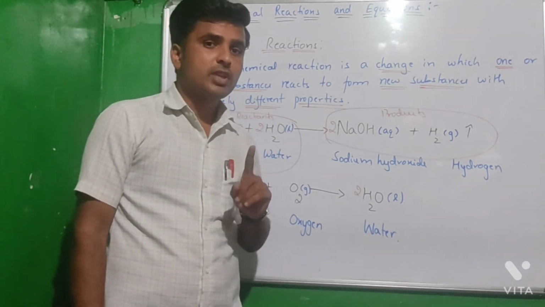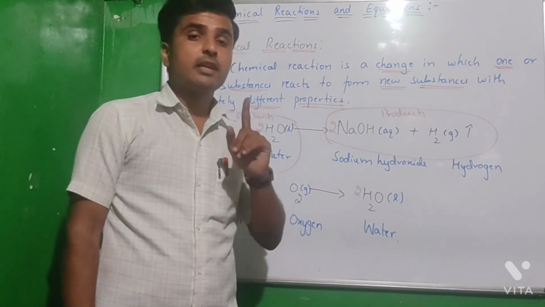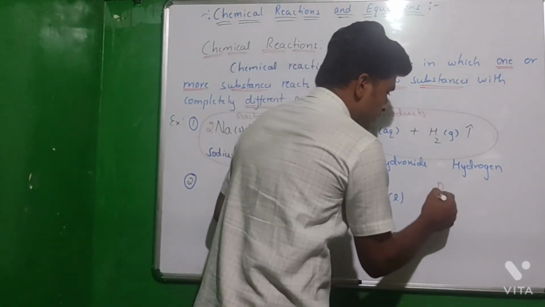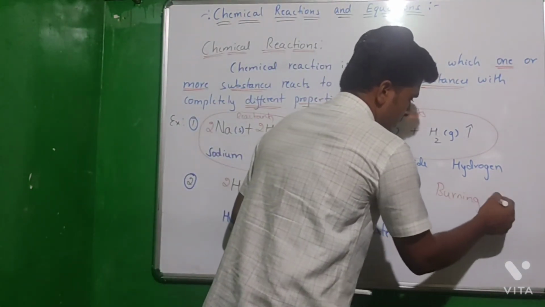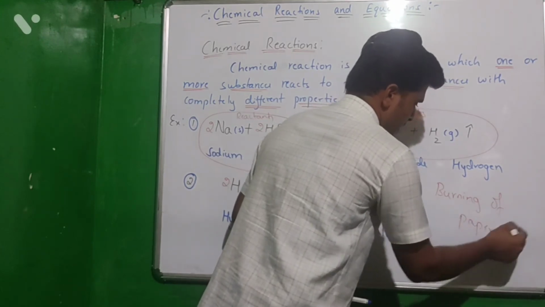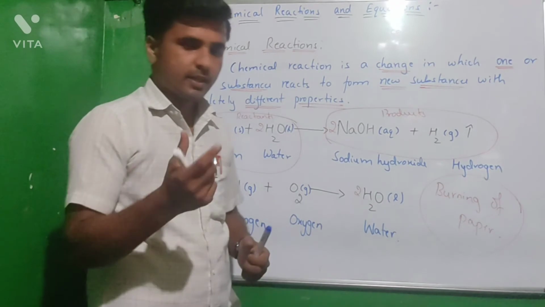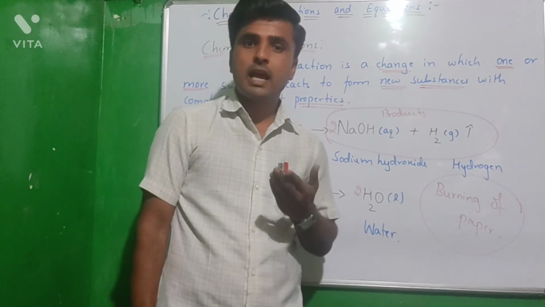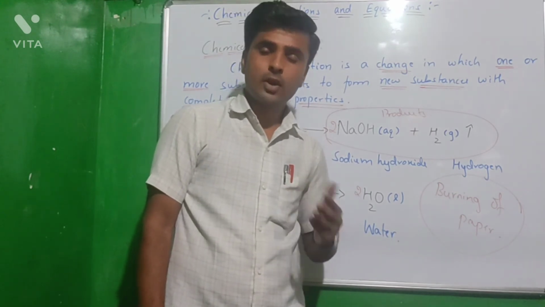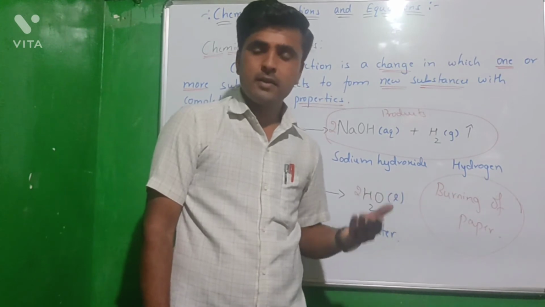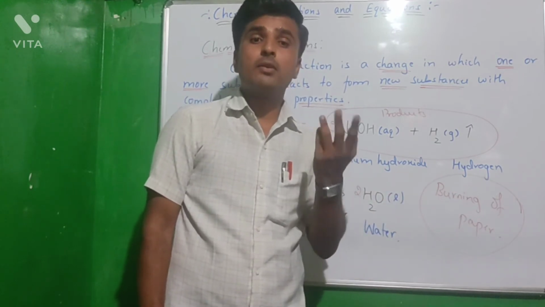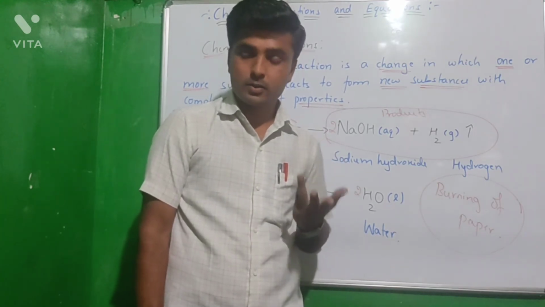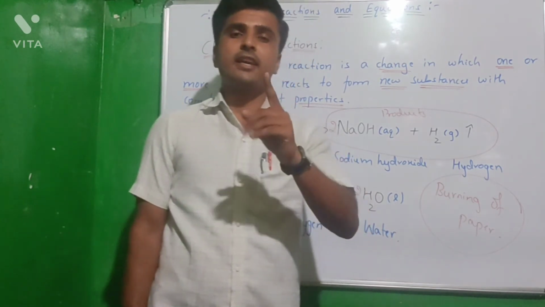All chemical changes are accompanied by chemical reactions. For example, again consider the burning of paper. If you burn the paper, what will happen? We get the product, ash. Here the ash has different properties from the paper. The paper is in a solid state, but ash is in an amorphous state. Amorphous means powder. So these are chemical reactions.